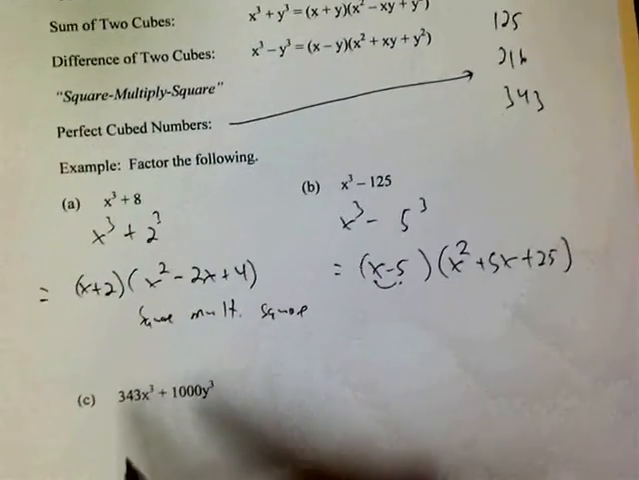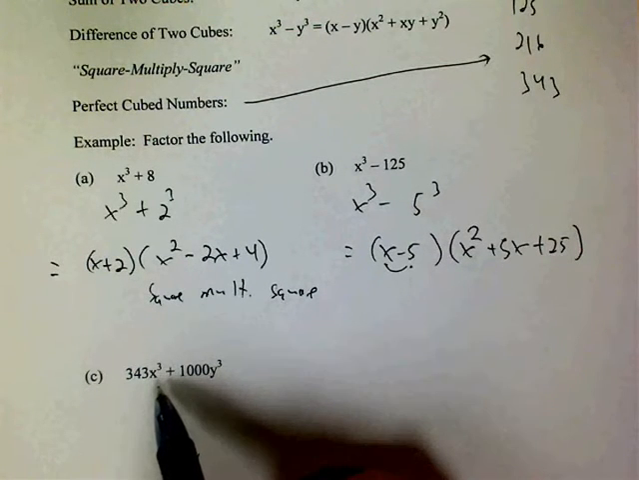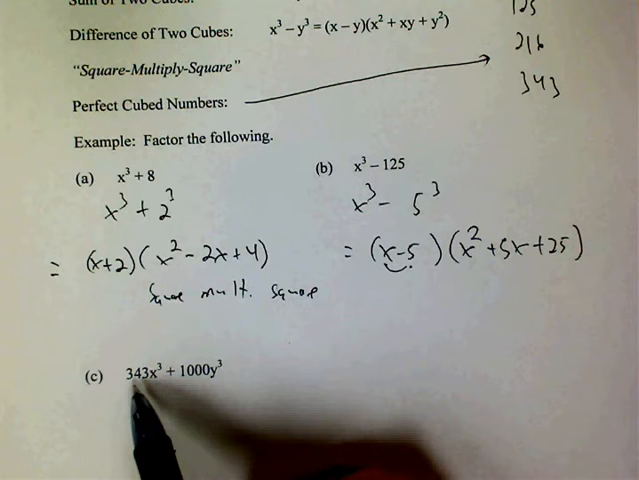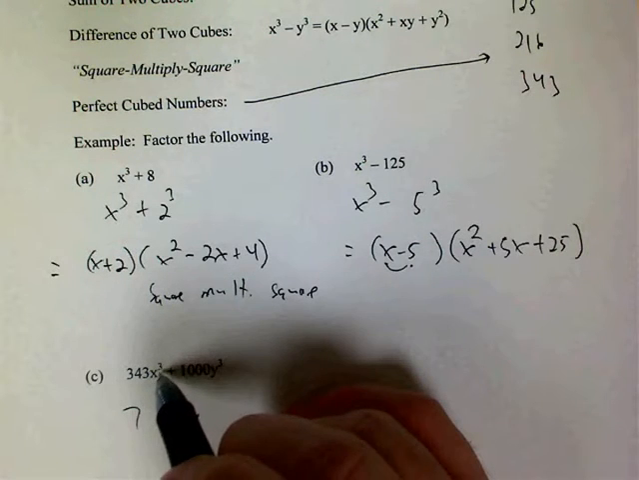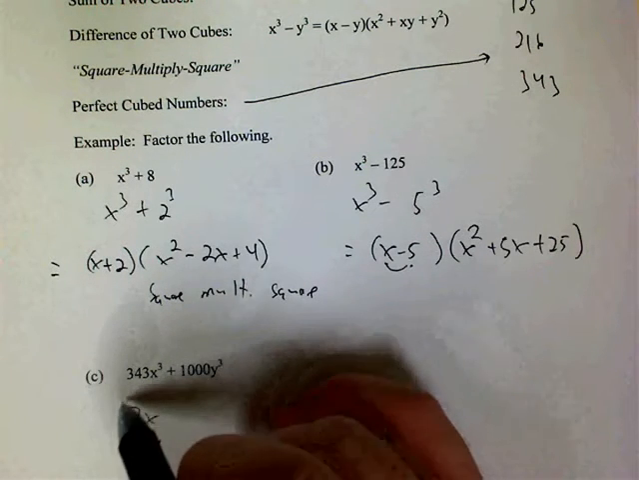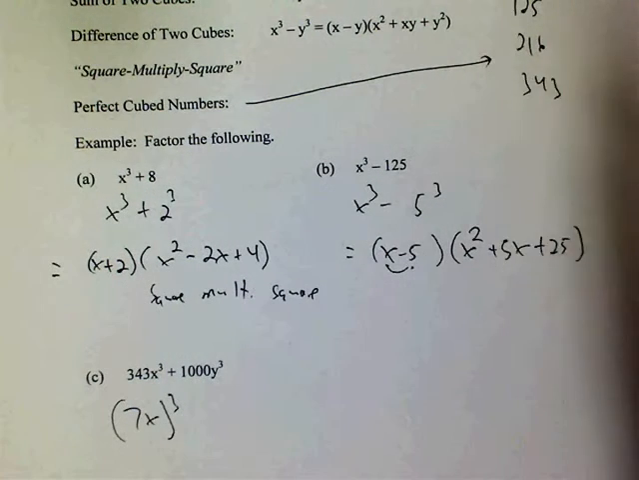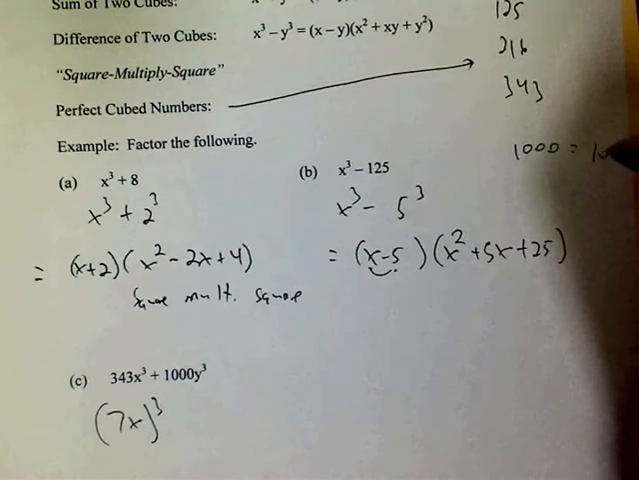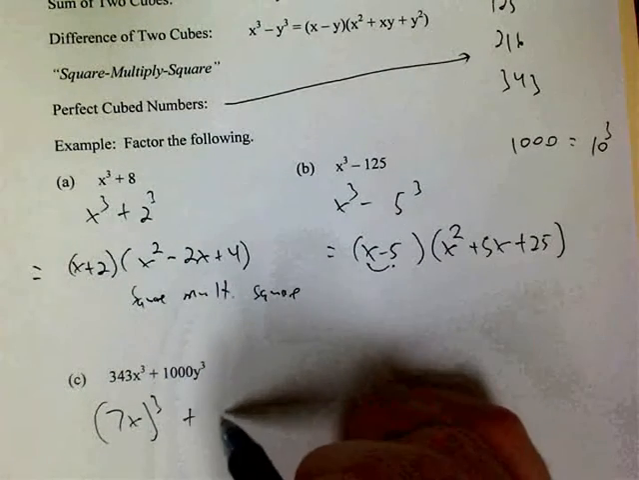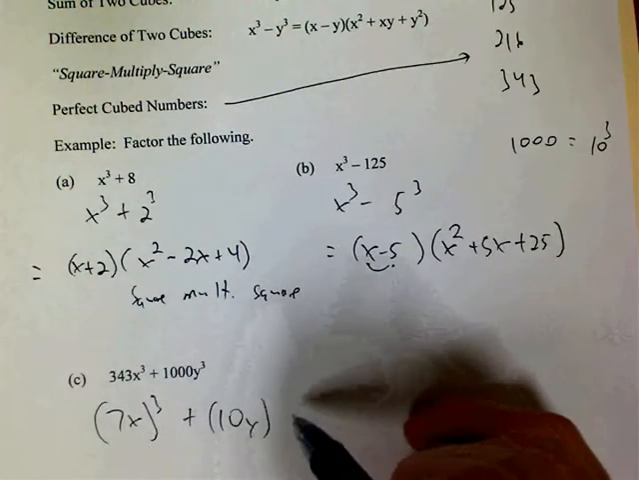Now look at this one. We see all kinds of cubes roaming around. So 343, is that one of our perfect cubes? It most definitely is. It's the cube of 7. So not only is the 7 and the x being cubed, they're both being cubed, so you can write it like this. See the 1,000? It just so happens that 1,000 is one of our numbers because it's the same as 10 cubed. But the y is also being cubed, so we'll write it as 10y cubed.